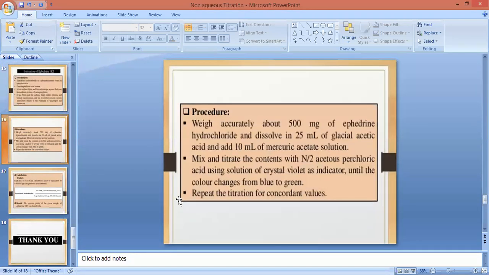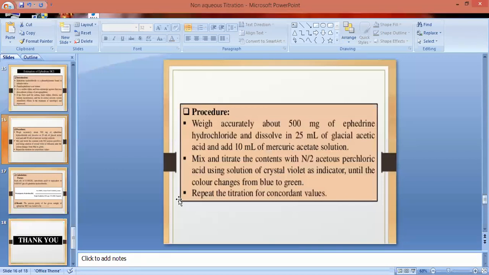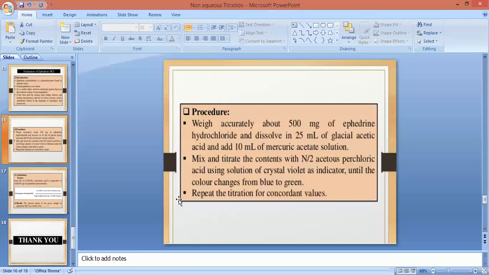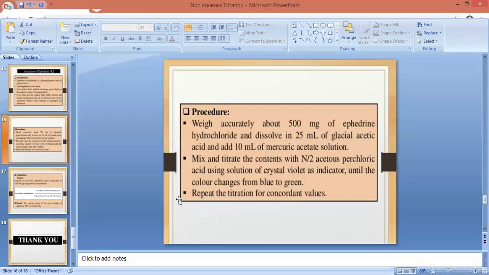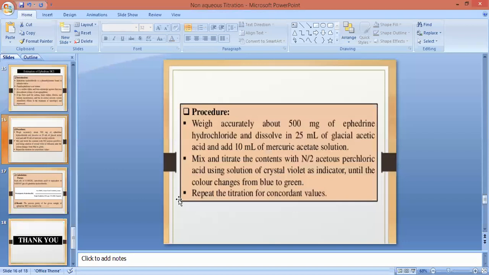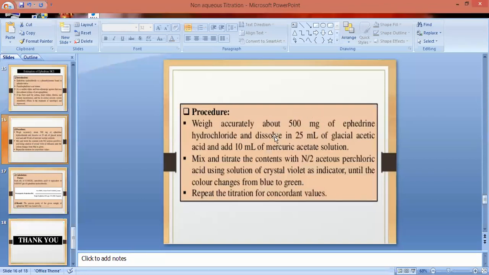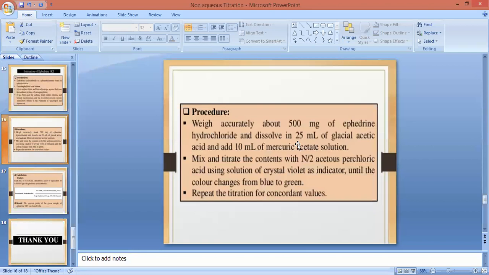Next is the assay procedure of ephedrine hydrochloride. Since ephedrine hydrochloride is weak in nature, we are going to increase its solubility with the help of an organic solvent. The organic solvent used is glacial acetic acid. So the contents in the conical flask will first be our analyte, that is 500 mg of ephedrine hydrochloride. For dissolving purposes, we are going to use 25 ml of glacial acetic acid. It is used as a non-aqueous solvent.